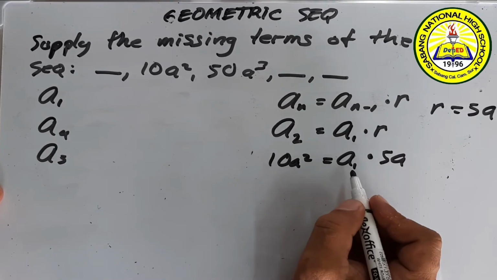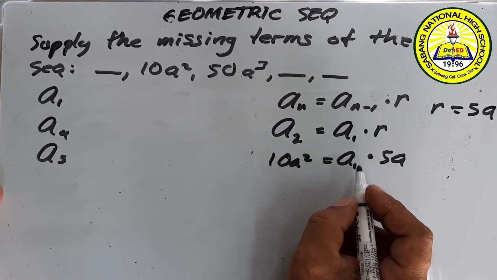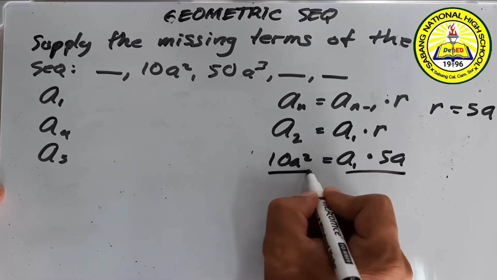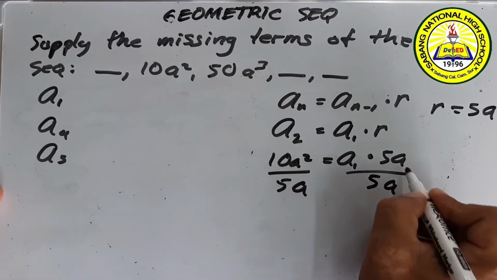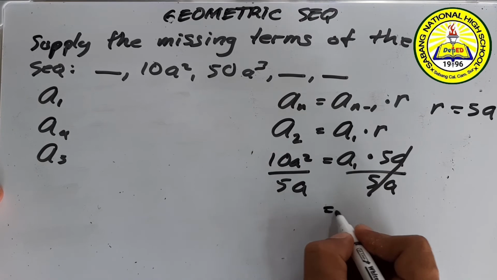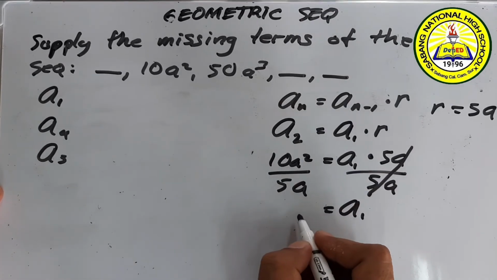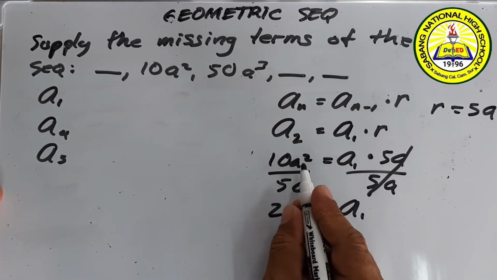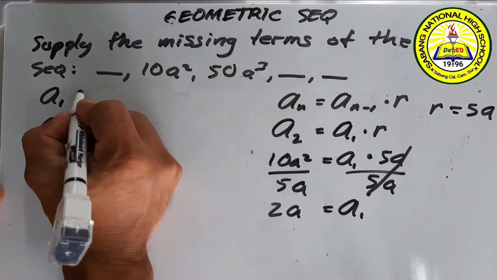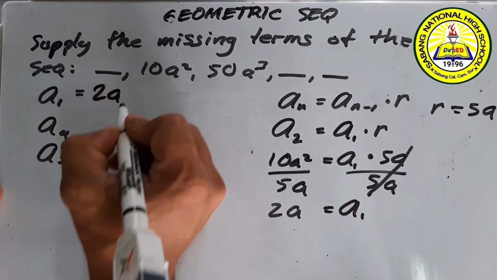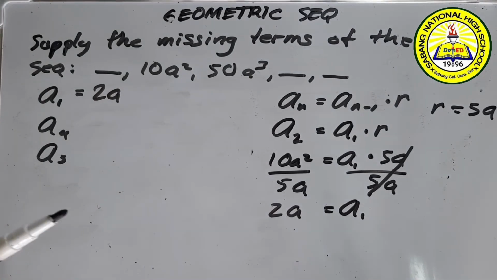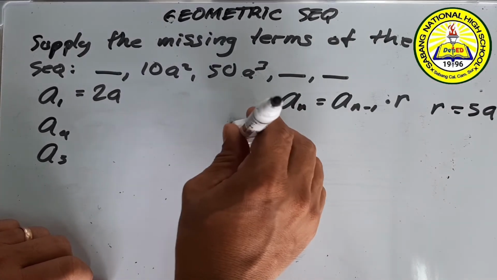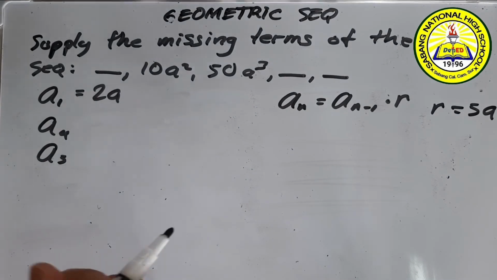A and a sub 1 are two different things, so you cannot multiply those. You cannot write this as 5a squared. All we have to do is divide both sides by 5a, so that the 5a on the right side will cancel, and what is left is only a sub 1, which is what we are looking for. So we have 10 divided by 5 is 2, a squared divided by a is a. Therefore, the first term is 2a. That is how we find a sub 1. You can do the same with the other terms, a sub 4 and a sub 5.